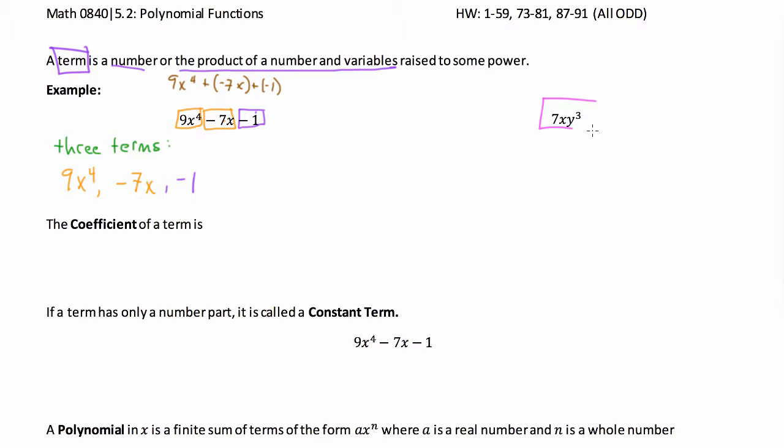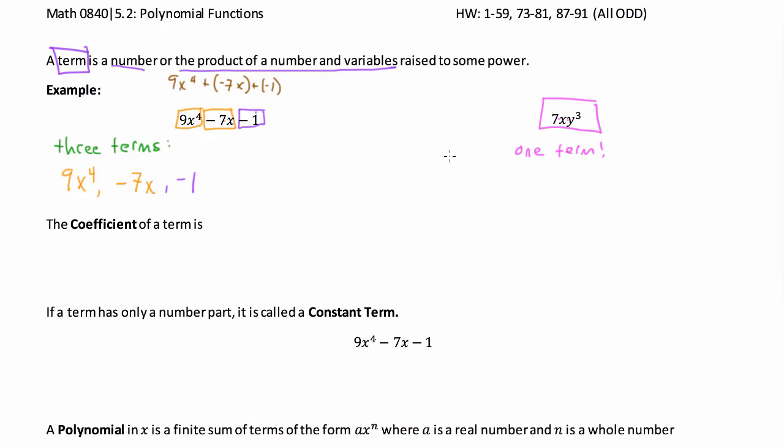Now this is just one term because all these things are being multiplied. So terms really are things that are separated by addition or subtraction. And this is just one term because all these things are being multiplied.